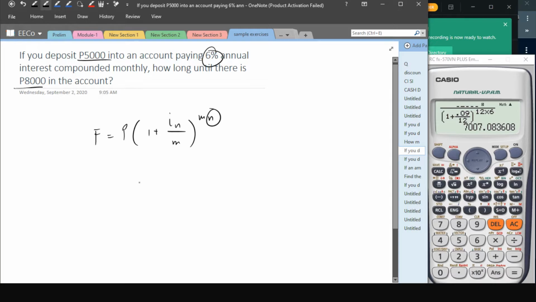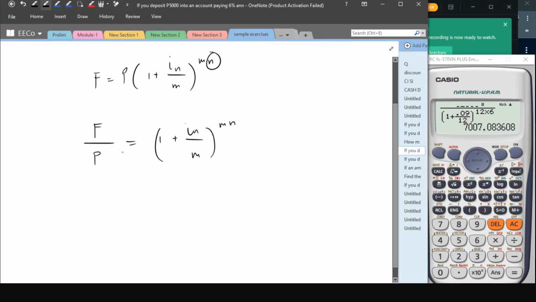Paano yan? Sir, mayroon ba madaling paraan para masolve? Yes, there is. So, F divided by P is equal to (1 plus i over m) raised to mn. Hanapin mo na lang to. So, ln natin both sides. Diretsoin na natin. So, ln na to. Bababa itong dalawa. So, baliktarin ko na: mn times ln of 1 plus i over m equal to ln of F over P.